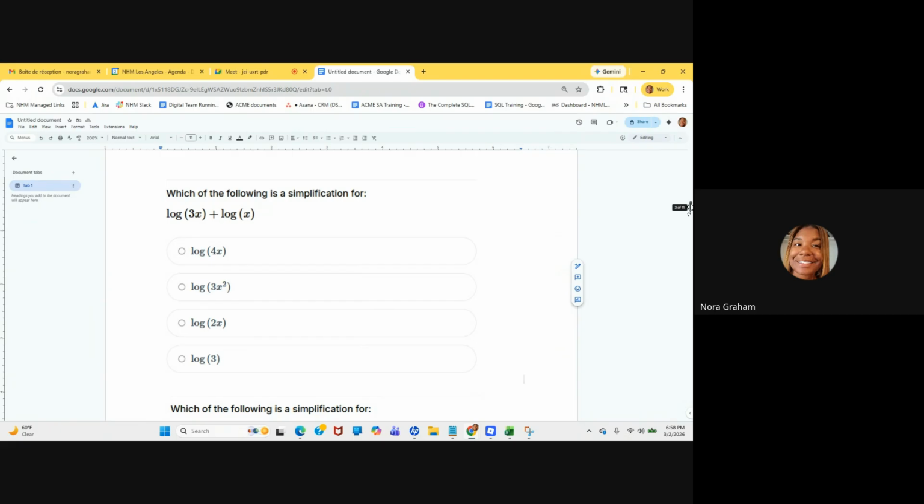All right, so let's do the first question. This one is, which of the following is a simplification for log 3x plus log x? Sorry, I'm going to have to switch screens.